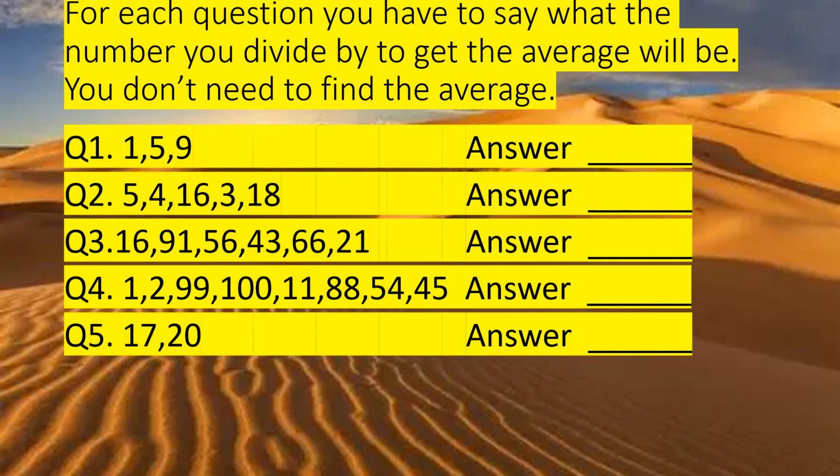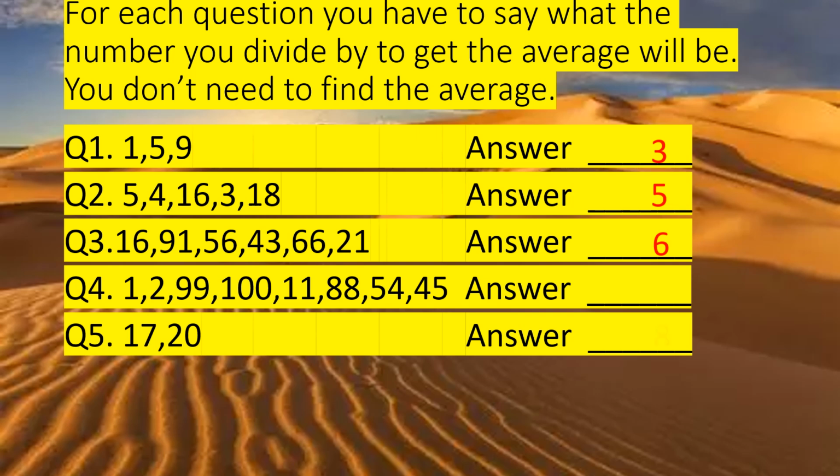So I'm going to give you a moment, but not long, because I'm going to go ahead with the answers now. So pause the video if you need to. And the answers are, for the first one, 3, because we had 3 numbers, 1, 5, and 9. Question 2, 5, because we had 5 numbers, 5, 4, 16, 3, and 18. Question 3, 6, we had 16, 91, 56, 43, 66, and 21.